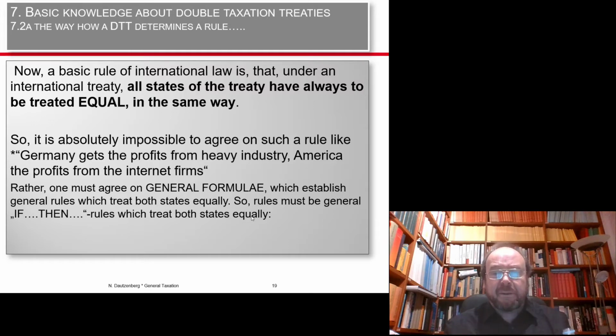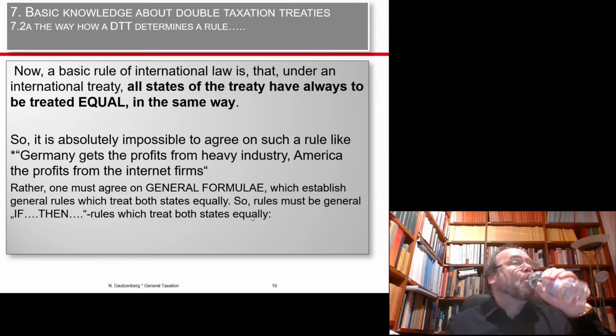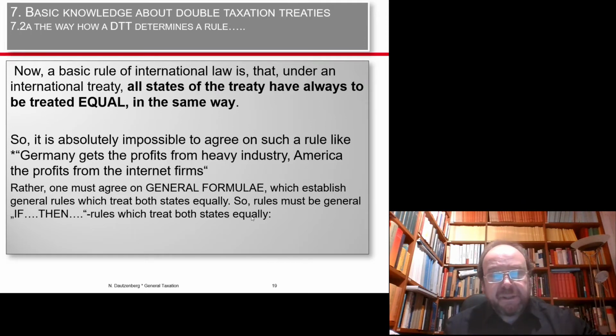So it's never allowed that State A claims more rights in a treaty than State B. So you cannot agree on such uneven rules like Germany gets the profits from heavy industry and America gets the profit from internet firms. If you want to reach that result, you must establish general rules which treat both states alike.